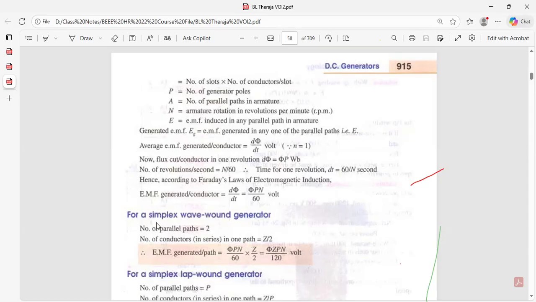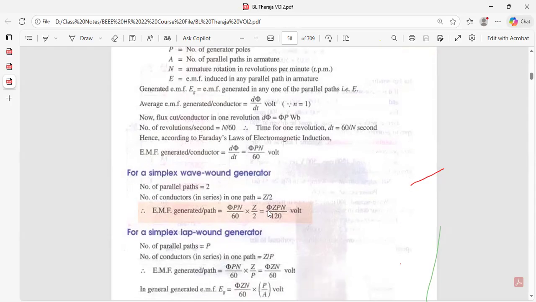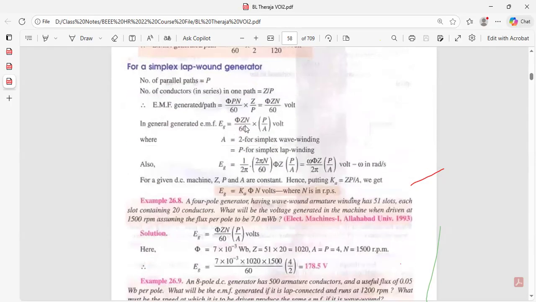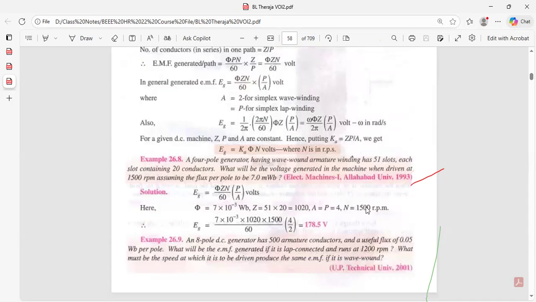So we are taking the number of parallel paths. A is called the number of parallel paths. So we are dividing this entire equation with A, after multiplying with Z. That is the conclusion: after Z is multiplied, A is divided. So E = ΦZN/60 × P/A. This is the complete EMF equation of DC generator. Is it okay?